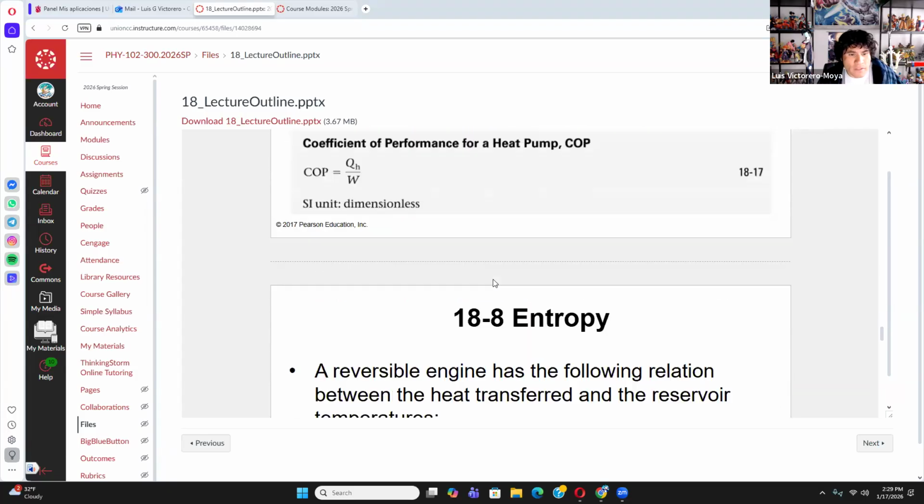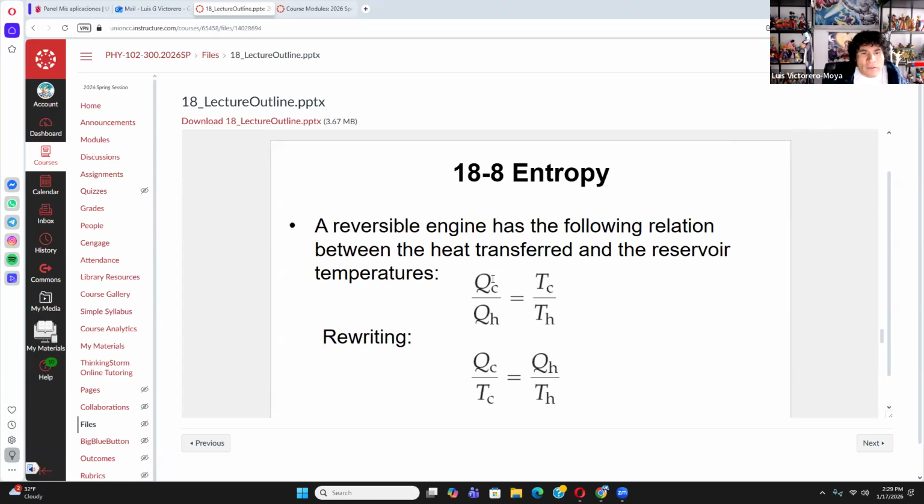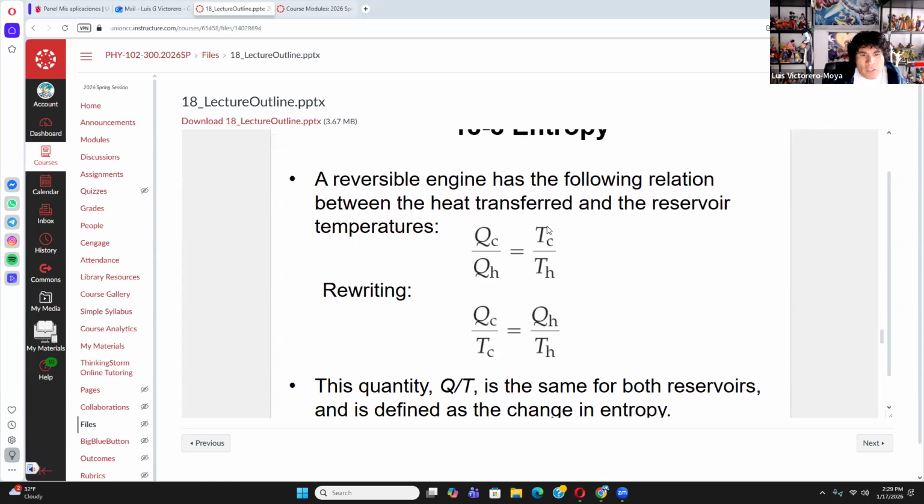So here's the same equations that we did for heat engines. And then we finish with entropy, which is the third, or in some cases, the second law of thermodynamics, where a reversible engine has the following relation between heat transfer and the reservoir temperature. So QC over QH equals TC over TH. So QC over TC equals QH over TH. So that ratio is always the same in a reversible engine.